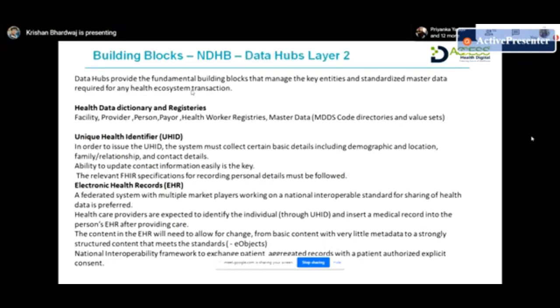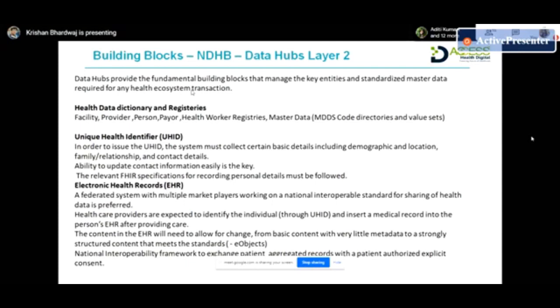The second layer in the NDHP report building blocks is the data hub layer. The data hub layer sits on top of the infrastructure layer. Infrastructure covers all your cloud, containers, network, storage, etc. Data hub is the actual data generated by all these different applications.